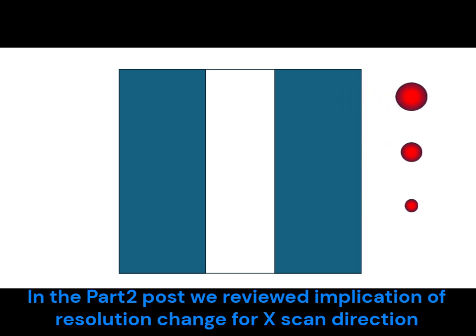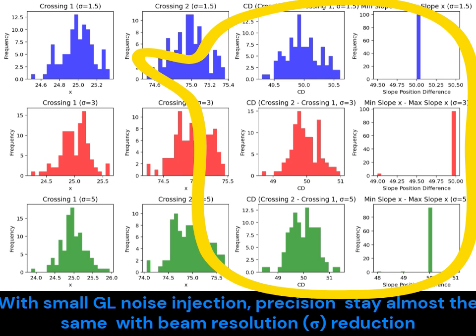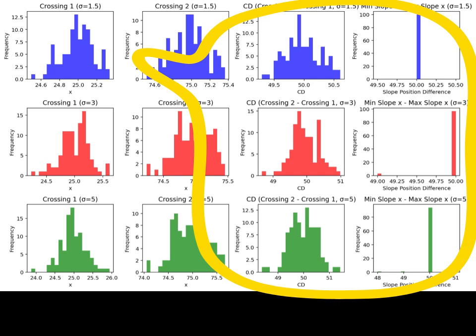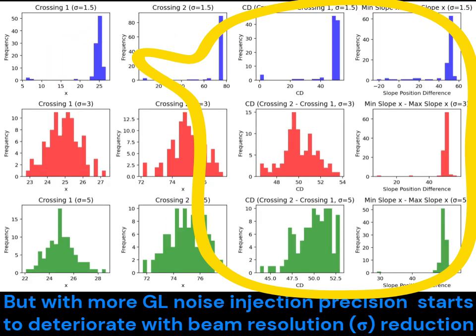In the Part 2 post, we reviewed the implication of resolution change for the X-scan direction. With small GL noise injection, precision stays almost the same with beam resolution sigma reduction. But with more GL noise injection, precision starts to deteriorate with beam resolution sigma reduction.